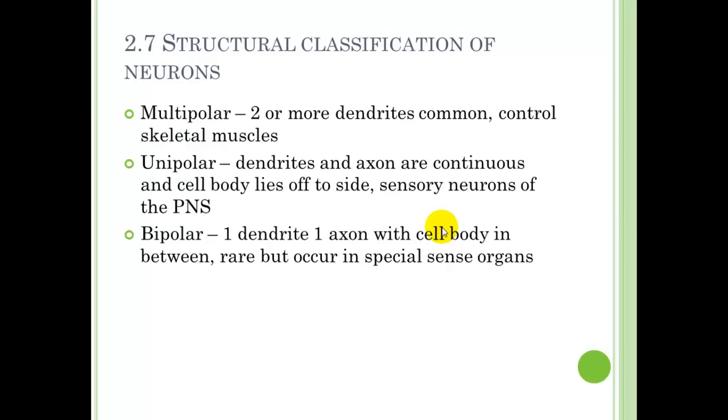Structural classification of neurons. Multipolar, which means two or more dendrites, is common and controls pretty much skeletal muscles. We have unipolar. Dendrites and axons are continuous and the cell body lies off to the side, and these are different types. We'll show these here in just a second. Sensory neurons of the peripheral nervous system are an example of these unipolar neurons. Bipolar neurons have one dendrite and one axon with the cell body in between, rare but occur in special sense organs.